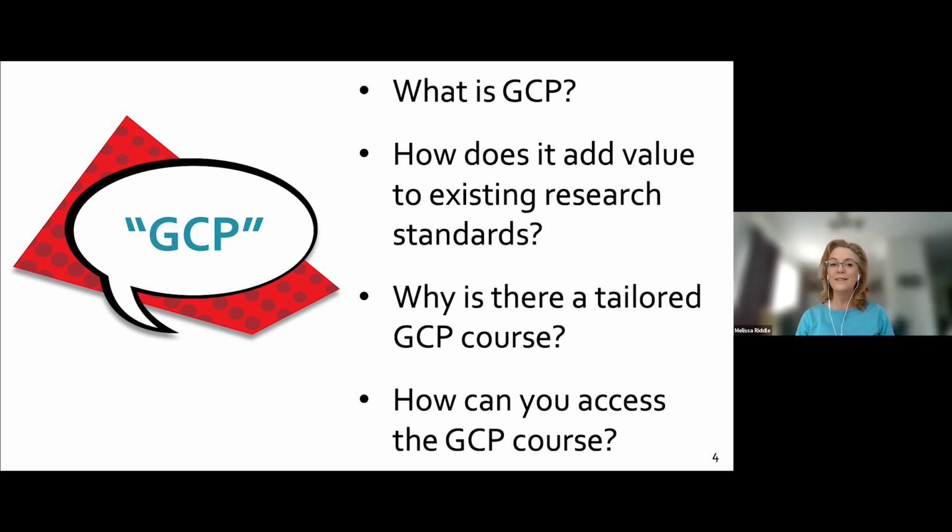So first of all, what is good clinical practice? And I'd like to share some history of how the good clinical practice, or GCP, principles developed. How does GCP add value to other existing research standards, like processes we already have in place for human subjects protections? And then why is there a tailored GCP course, especially for social and behavioral clinical research? And finally, how can you access the tailored GCP course?